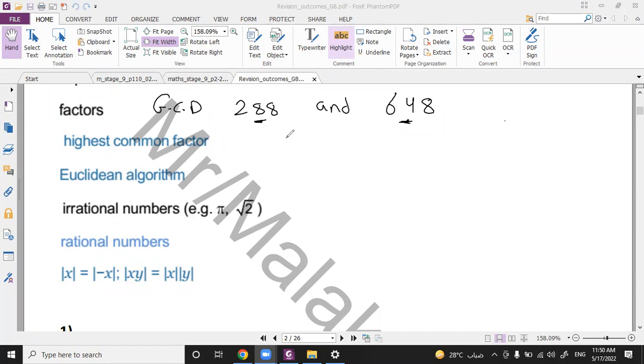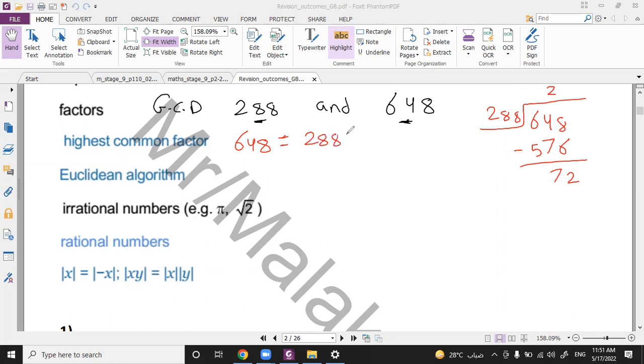Andre? Yes, sir. How can we find the GCD of 288 and 648? So first we divide them. Yes, it's 648, as you said, divided by 288. Equals what? We will get 2 and we will subtract 576. Then subtract. You end up with 72. So we can write 648 as 288 times 2 plus 72.